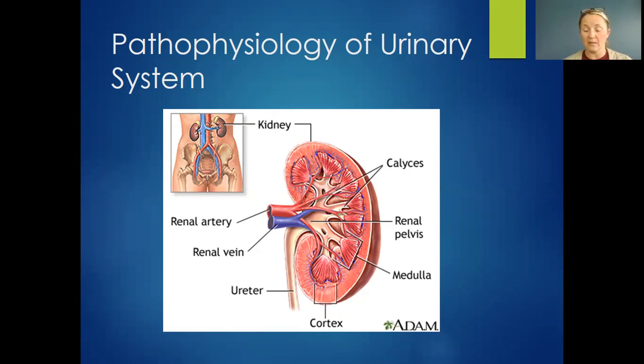Normal is that the urine should be pale yellow, straw colored, or light amber, and it typically has a slight ammonia type of odor, because that's one of the things that we're excreting is ammonia.